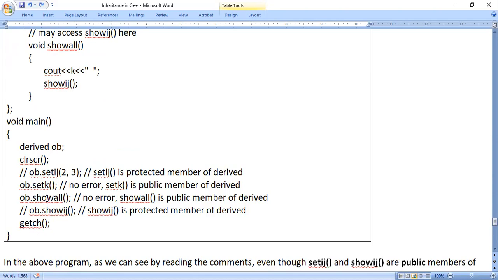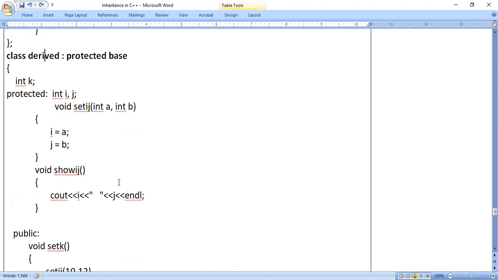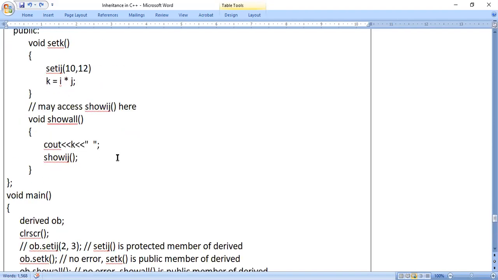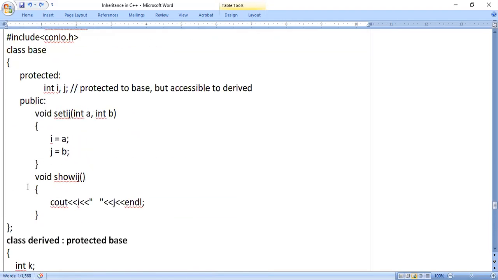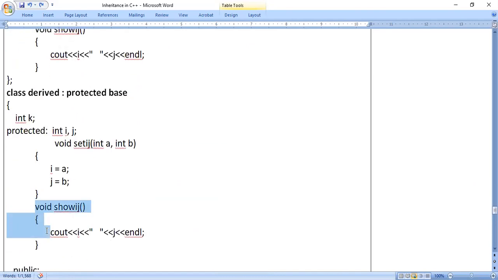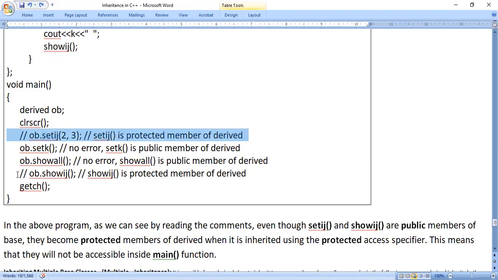Now coming to the show all function, we will see where it is. The show all function is in the public section of the derived class. So it will not get an error. The object and function both belong to the same class. Next, coming to show ij. Let us see again one more time. Show ij belongs to the public section of the base class. When it is inherited, its status is changed to protected. So you cannot access it. One point to remember: private data or member functions and protected data or member functions cannot be accessed outside the class. This point you have to remember. So you will get an error only for this line and this line.